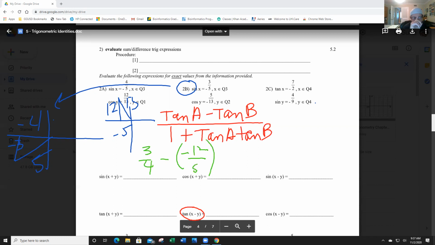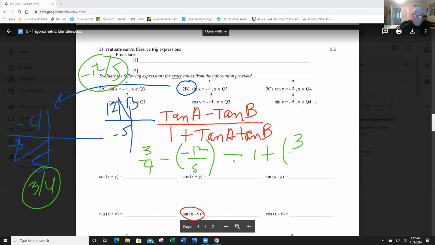Now, if you don't know where I got that, the tangent of this one is 3/4. It's two negatives, -3 over -4. And the tangent of this one is opposite over adjacent, which is 12/5, and it's negative. Those are the only two numbers I need for this formula. And I'm going to divide it by 1 plus 3/4 times -12/5.